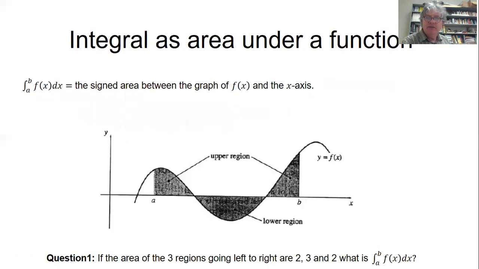So we've got to refine what we mean by integral as an area. The simple thing is that it's the signed area between the graph of the function and the x-axis. By signed area, I mean that it counts as positive if it's above the x-axis, and negative if it's below the x-axis. Look at this picture here. We've got a function f of x between a and b. We've got 3 regions, 2 above and 1 below. If the areas of those 3 regions going left to right are 2, 3, and 2, what is that integral equal to?